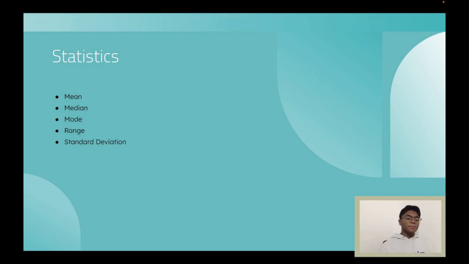And finally, standard deviation. Now, the actual calculation for standard deviation is a little complex, but fortunately, you don't need to know that for the SAT. You really just need to know what it means. And the standard deviation is just how much the values vary from each other, right?